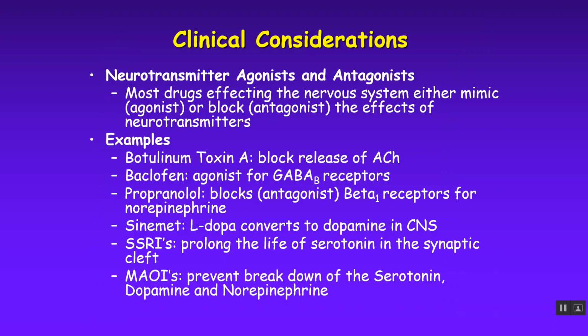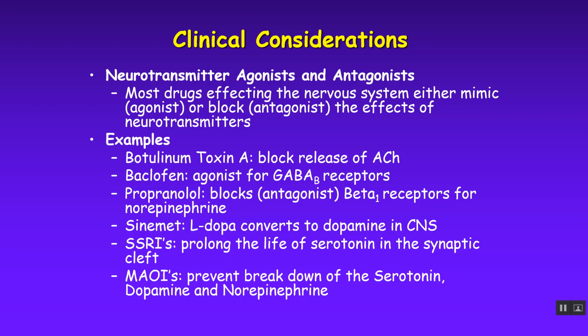Some clinical considerations before we wrap up here. When you're in pharmacology, when you get to this section, you'll start talking about medications that are agonistic or antagonistic to neurotransmitters. A lot of medications out there are trying to mimic or block one of your naturally occurring neurotransmitters to increase or decrease effects of that. So, examples.